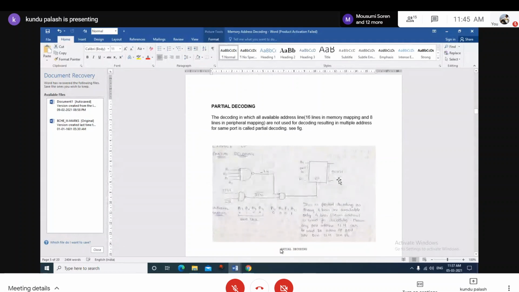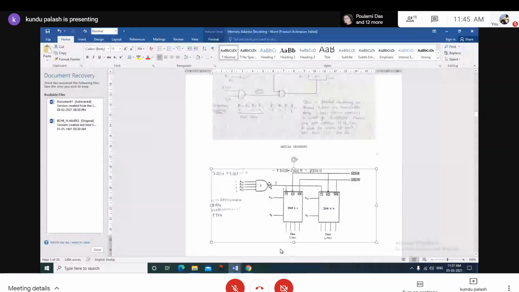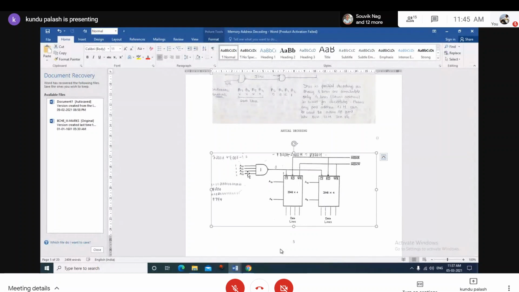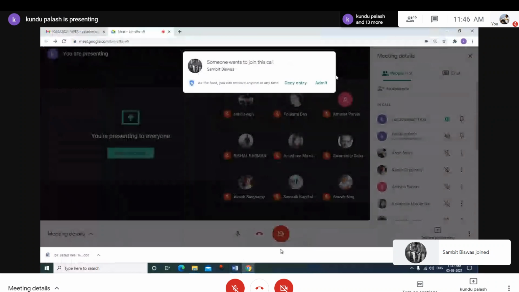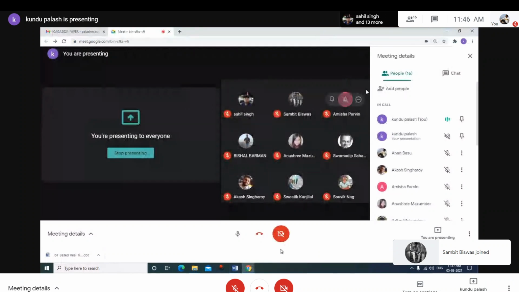But what is the advantage of partial decoding? The less complexity of connection. A11 is not required to be connected anywhere, neither to the memory address input line nor to the input lines of the decoder. So, did you follow this concept? It is a very important concept of the memory decoding scheme.